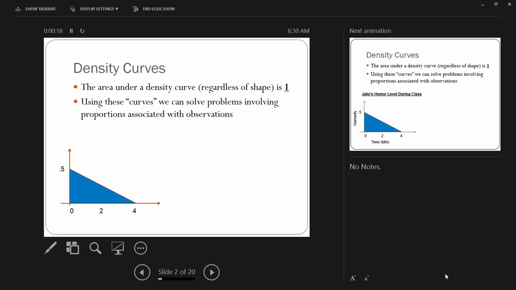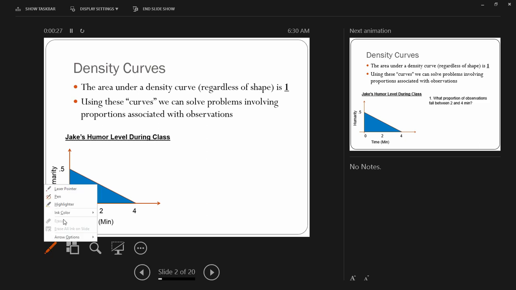So for example, we take a look at a problem like this, and we can see that we have this triangle associated with a humor level during class, if you will. Right away we can see the area associated with this curve is 1/2 base times height, which we should recognize as 1/2 times 0.5 times 4 is 1.